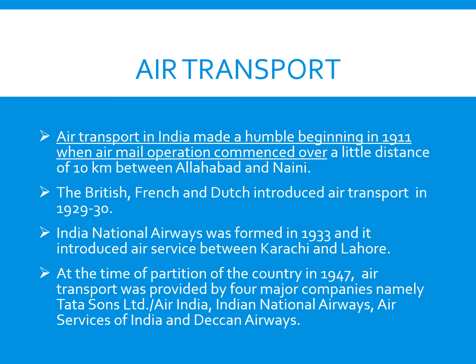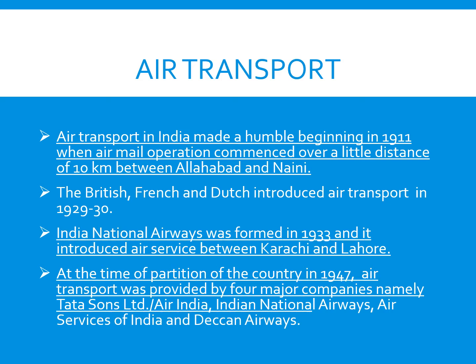Air transport in India made a humble beginning in 1911 when airmail operation commenced over a little distance of 10 km between Allahabad and Naini. The British, French and Dutch introduced air transport in 1929 and 30. Indian National Airways was formed in 1933 and it introduced air service between Karachi and Lahore.